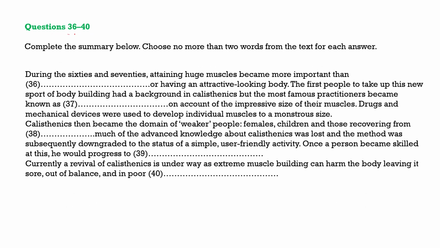The questions from 36 to 40 are basically fill-ups. You just need to fill in the blanks, right? This is 36, 37, 38, 39 and 40. What we will do is read the lines, go to the passage, and then find the suitable words. During the 60s and 70s, attaining huge muscles became more important than blank. So what we need to find is the 60s and 70s. And then we need to check during these years, attaining huge muscles became more important than what? In context with which did attaining huge muscles become important?